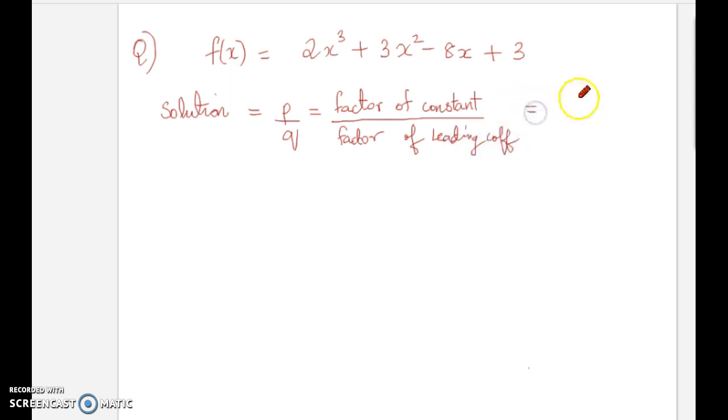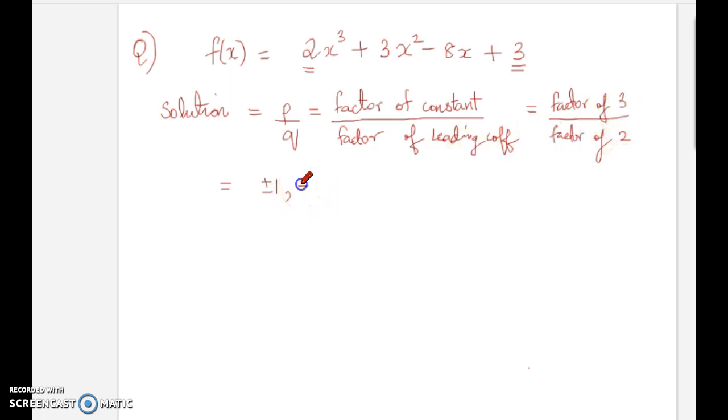Or in other words, here the constant term is 3, so p will be a factor of 3 over q, a factor of the leading coefficient, which here is 2. It's between the first and the last. So the last number goes up in the numerator, and factors of 2 go in the denominator. There are several different possibilities. What are the different factors that 3 has? Factors of 3. 3 could have positive 1 and negative 1 as a factor.